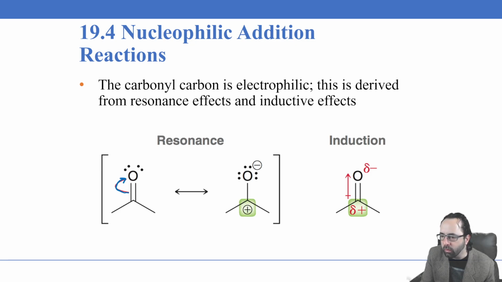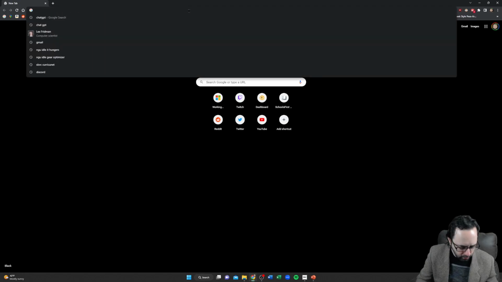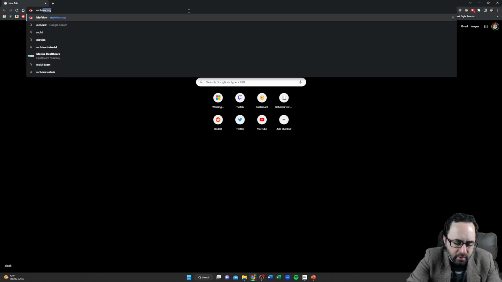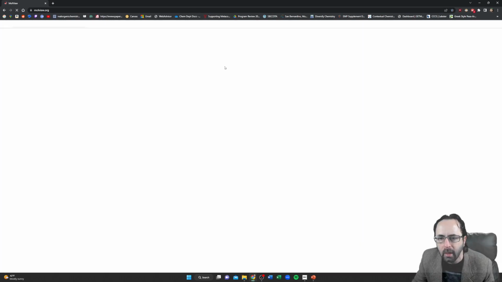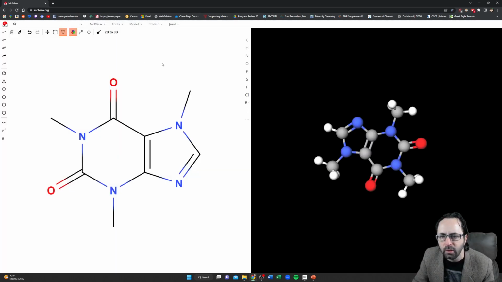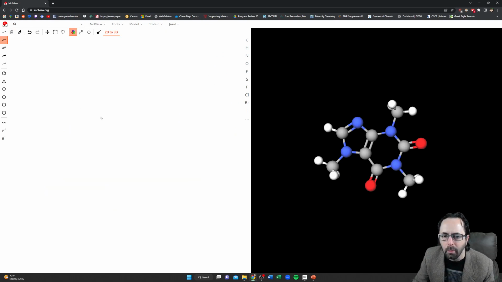So by resonance and also by induction, by the strong electronegativity of oxygen pulling electrons towards itself, the region around the oxygen is partially negative, and the region around the carbon is quite positively charged. We can see this very clearly if we look at the structure in Jmol. I highly recommend, when you're thinking about these reactions and looking at a simple molecule and want to understand where the positive part and the negative part are, that you should be able to do that theoretically. But it's not a bad idea to confirm it.